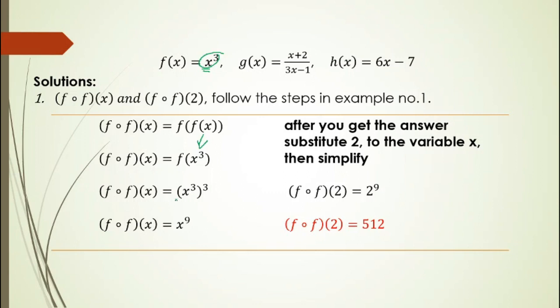So, magkakaroon tayo ng (x cubed) raised to 3. So, kapag ganito yung ating exponent, so meron tayong power rule. Kapag sa exponent ay naka-raise sa isa pang exponent, we need to multiply. So, i-multiply lang natin silang dalawa. So, magkakaroon tayo ng 3 times 3. So, our exponent will become 9. So, we have x raised to 9. And then, after natin makuha yun, we need to substitute the value of x, which is 2. So, we have 2 raised to 9. And 2 raised to 9 is equal to 512.